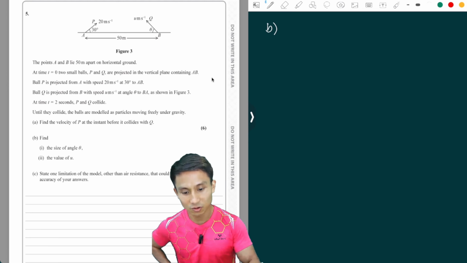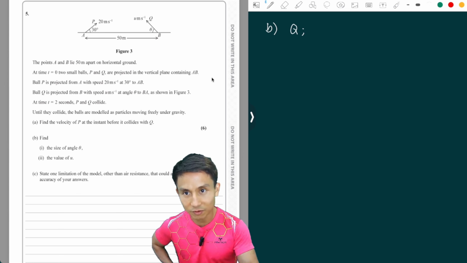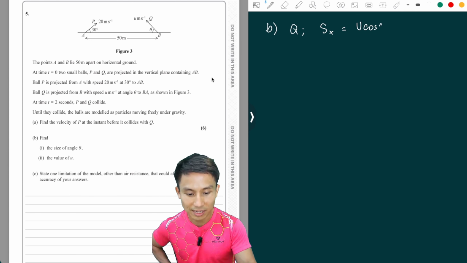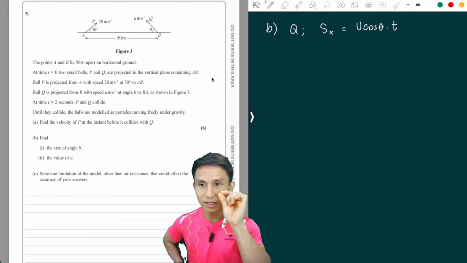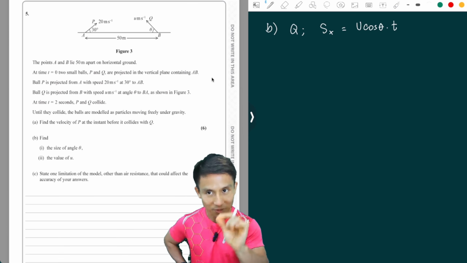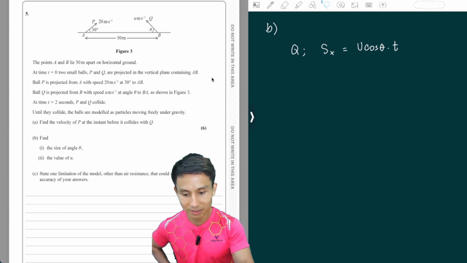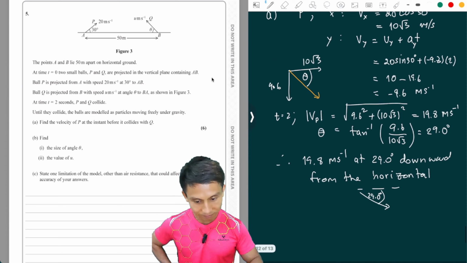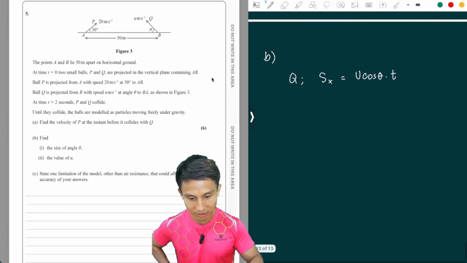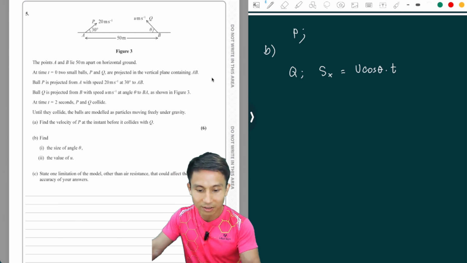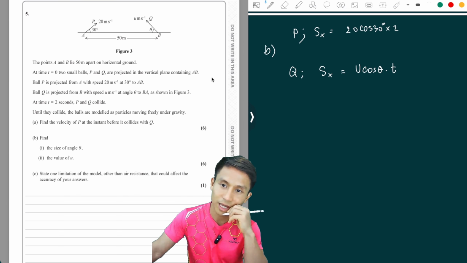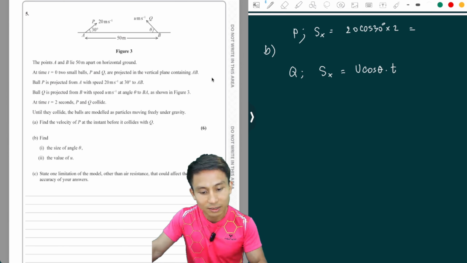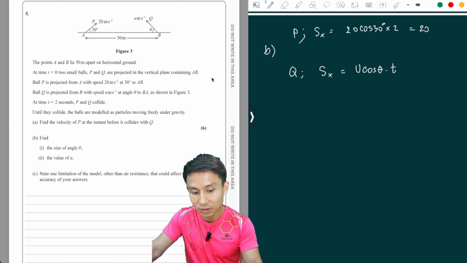to 50, right? So for Q, if we do the horizontal displacement Sx for the Q, it's going to be the initial speed u cos theta times t. We also know the number here because we can calculate the horizontal displacement of P. Let's do that first. Let's find the horizontal displacement of P. For P first, Sx is just equal to 20 cos 30 times 2. Cos 30 is root 3 over 2. So that's 10 root 3 times 2, so 20 root 3.